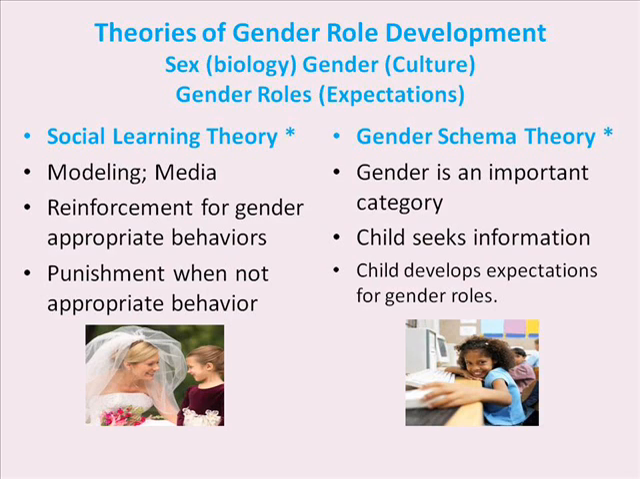Gender schema theory, on the other hand, talks about a more cognitive development. Gender here is an important category inside the brain of the person, and once the child figures out whether they're a boy or a girl, they try to figure out what that means and organize their behavior accordingly. They seek information about what girls do or what boys do and make that part of their personality or part of their expectations for what they're going to do.